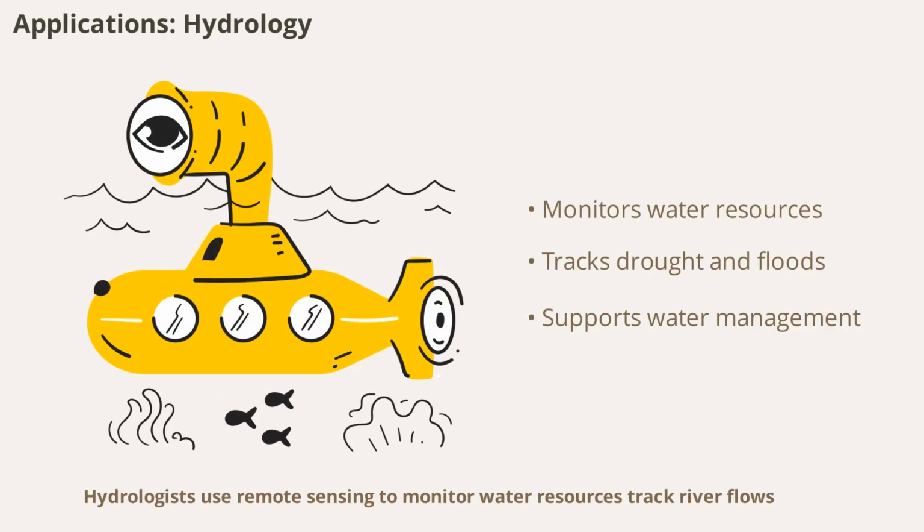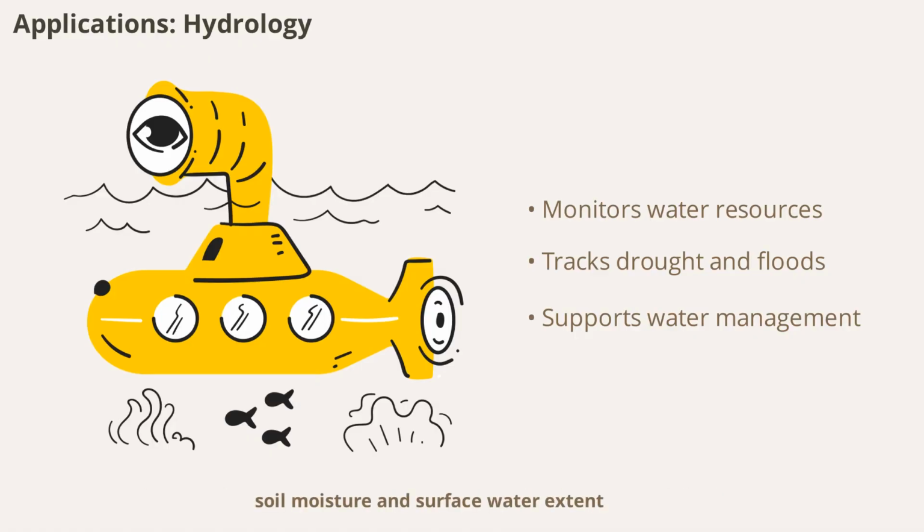Hydrologists use remote sensing to monitor water resources, track river flows, and assess drought conditions. Satellites provide data on precipitation, soil moisture, and surface water extent, supporting water management and disaster preparedness. This technology is vital for ensuring water security and managing the impacts of climate variability.